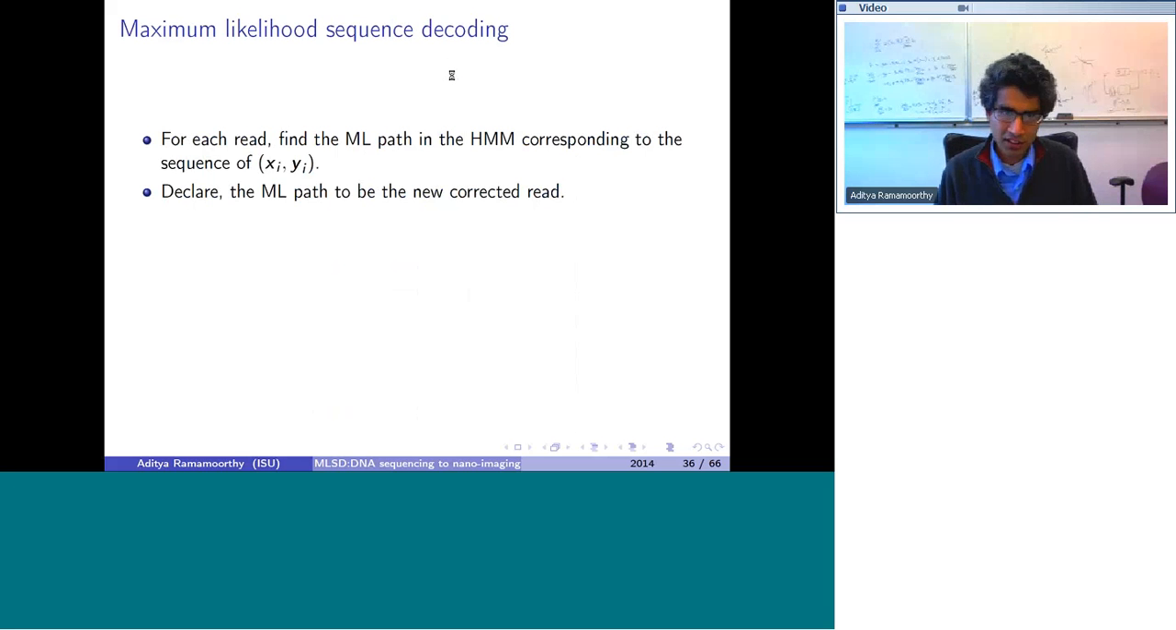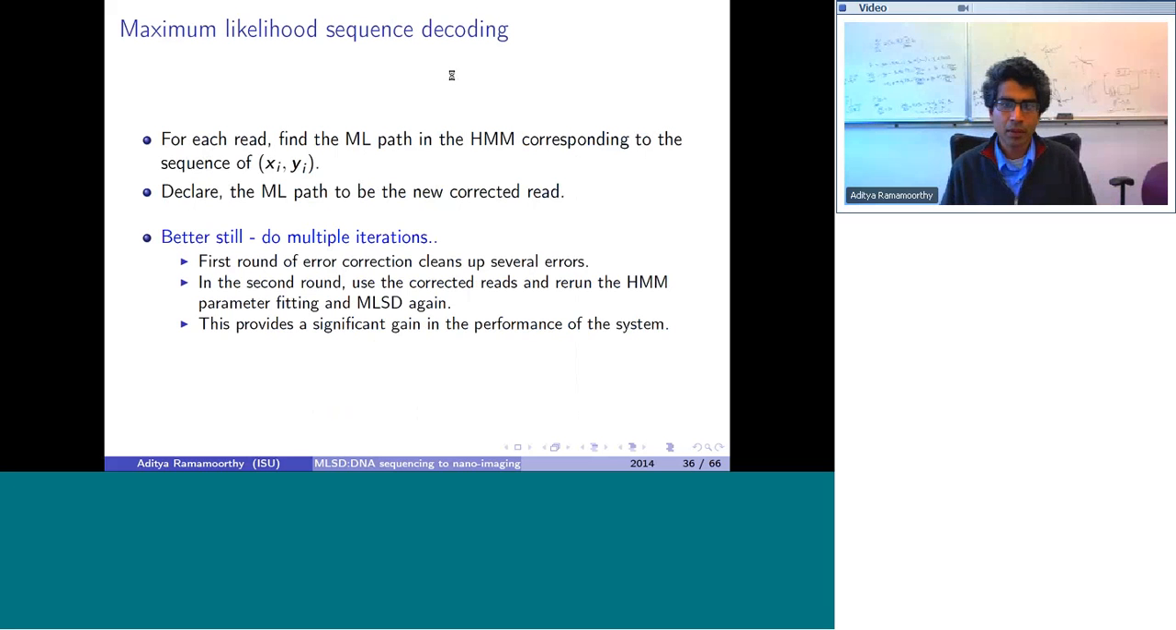Following this process, it's the standard thing. Once you've fitted the HMM parameters, you find the maximum likelihood path corresponding to a sequence of X_i's and Y_i's, and you declare the ML path to be the new corrected read. Something that we found was that instead of doing it just once, if you do it multiple times, that helps. Multiple iterations, something like the turbo scheme, also provide a fairly non-trivial gain in performance.